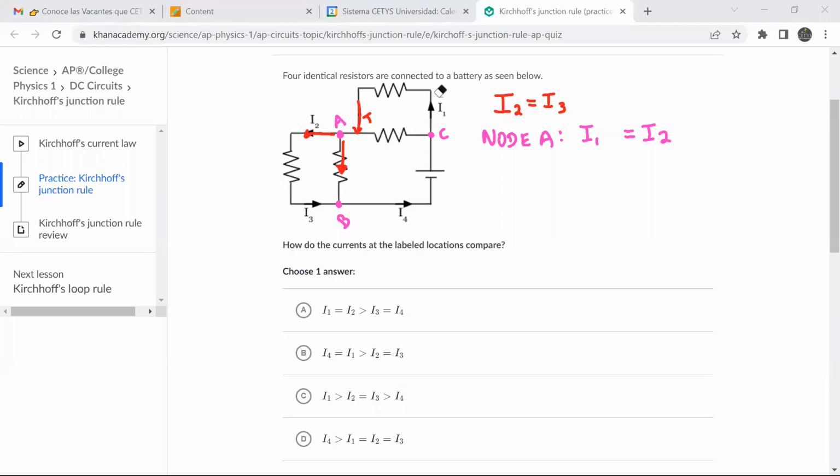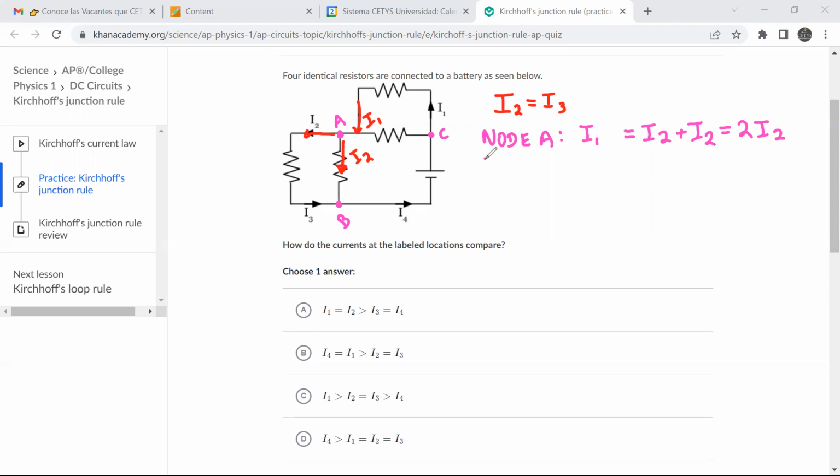Why is the current going through here the same as I2? Can somebody tell me? It's two paths and the resistors are exactly the same. So if I have one thing going out and these two are the same, it has to be split equally. And so if I have I1 coming in and I2 coming out, because they're the same, I2 has to also be coming out. So I1 is equal to I2 plus I2, which is equal to 2 times I2.